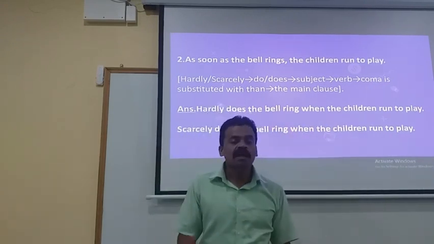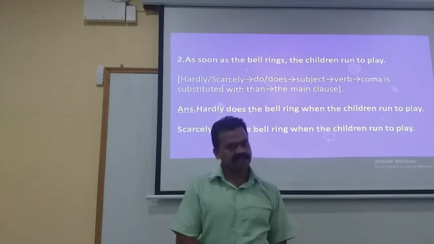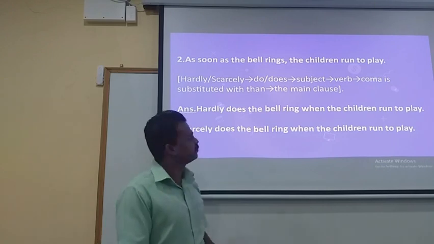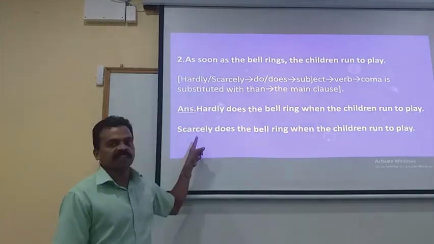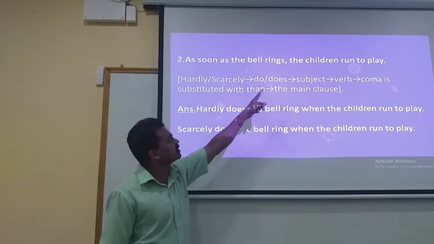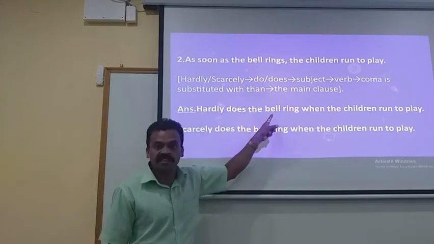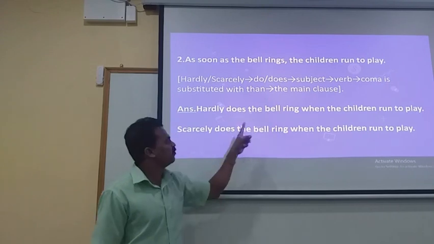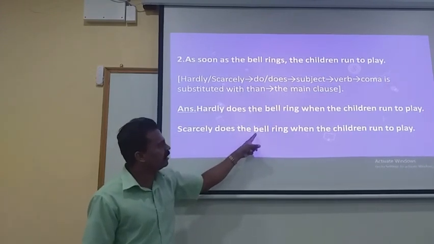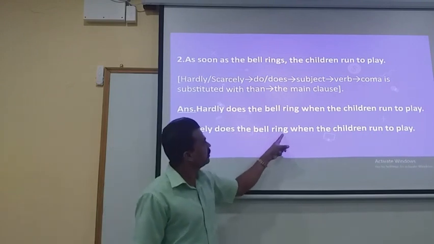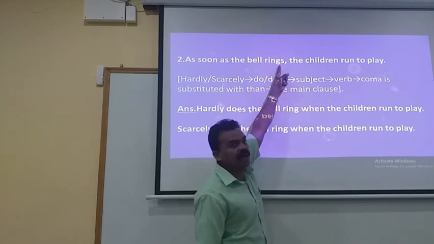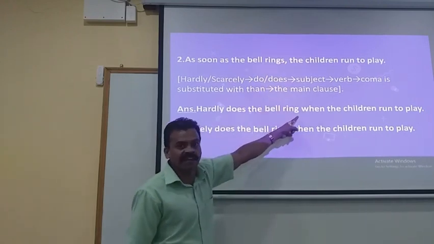So make use of the main clause exactly as it is. Same thing to be followed with scarcely. As soon as is replaced with scarcely, then immediately after that you use do or does. Here we already know that the subject, the bell, is singular, so we make use of does. After that, make use of the subject, the bell, then the verb ring. One more point to be remembered here: it is rings here, and that is changed to ring.